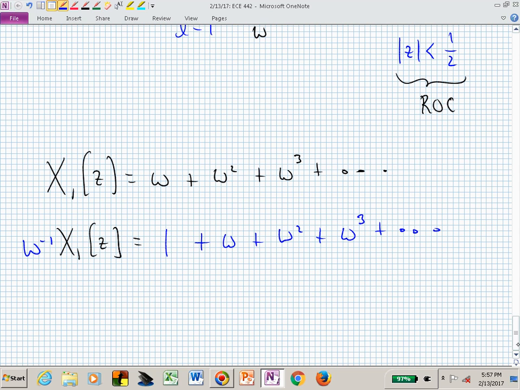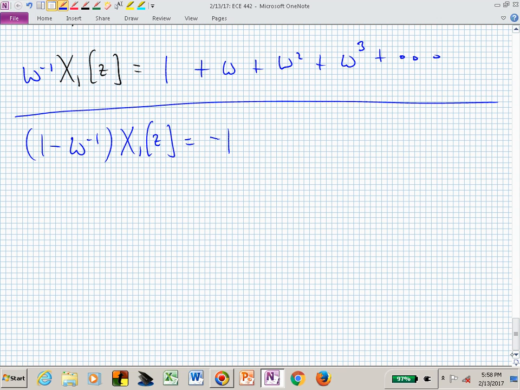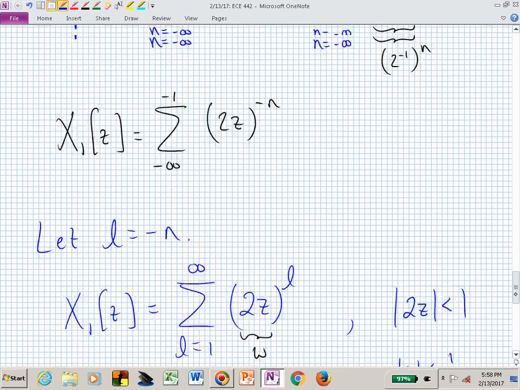So that now if I compare those, or take the difference between those, I have 1 times capital X sub 1 of z minus w inverse times capital X sub 1 of z, or 1 minus w inverse X1 of z, and I'm subtracting the blue from the black. What do I end up with on the right-hand side? My tails look the same. The tails of the expression, don't be looking at my tail. But what's on the right-hand side? Subtracting the blue from the black, I get a minus 1. This now allows me to find a closed form expression for capital X sub 1 of z, which is the z transform of that time domain waveform that we began with.